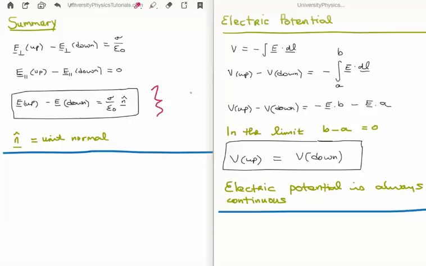Now we've introduced the electric potential recently, so we also need to look at the boundary conditions for our electric potential. So the electric potential is minus the integral of E dot dl. So if we're taking two limits, let's say the potential up and the potential down, that's going to be the integral from A to B of minus E dot dl. So V up minus V down is going to be minus E times B minus E times A. So they are just two particular points on our interface. So in the limit, B minus A is going to be equal to zero. And what that means is that the potential up is equal to the potential down. What we can say is that the electric potential is always going to be continuous. Always, full stop, electric potential is continuous. So we say that the parallel component of the electric field is continuous, the perpendicular component is discontinuous, but that the electric potential is always continuous.